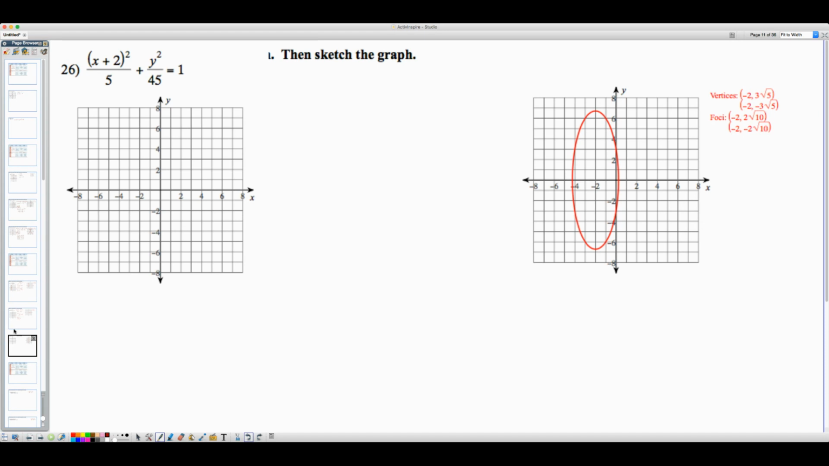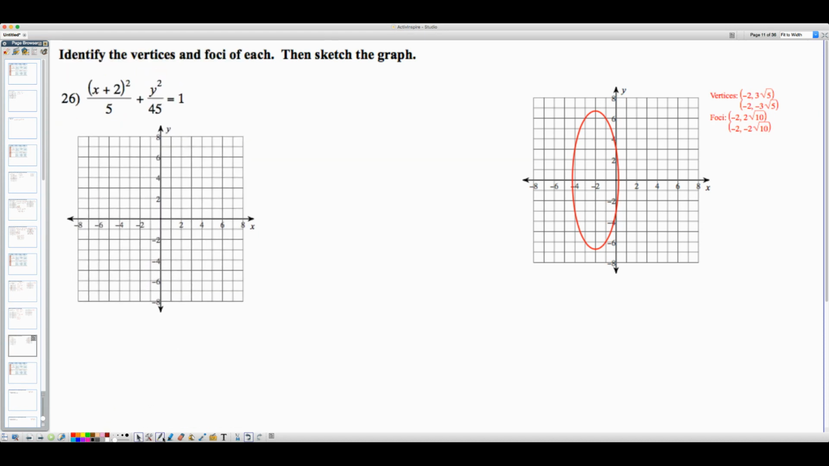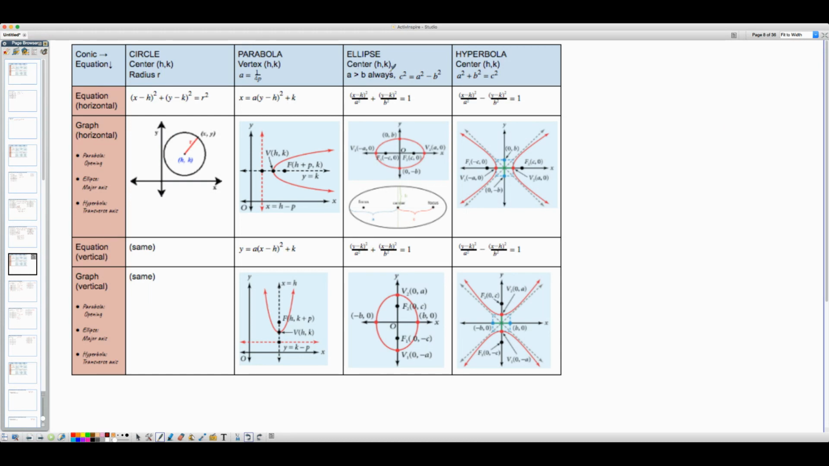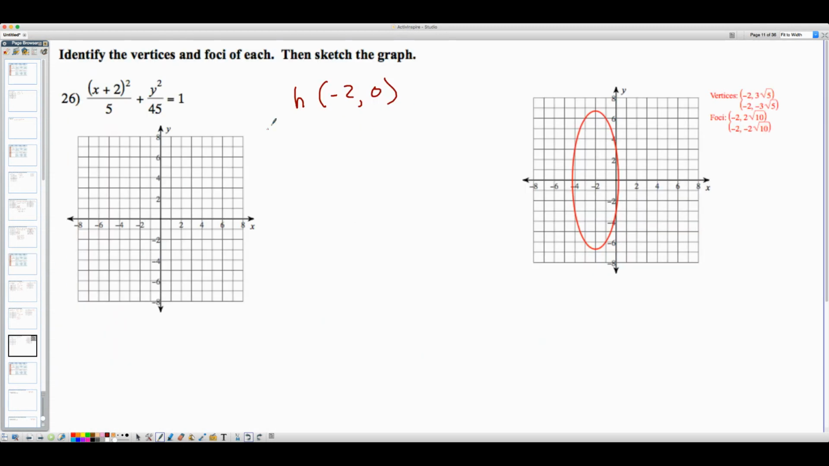One more. It says, then sketch the graph. So we will do this where we identify the vertices and sketch the graph. Again, my center is going to be at (-2, 0). And the larger number is underneath the y. When the larger number, a, which is always greater than b, is underneath the y, I know it's going to be a vertical orientation. So my a value is going to equal the square root of 45. My b value is equal to the square root of 5.